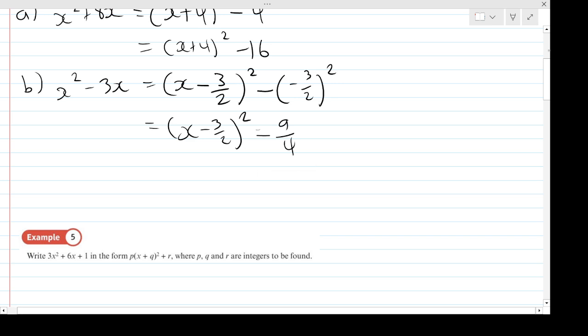So you might think, well, minus 3 over 2 squared is 9 over 4, so it's just plus 9 over 4. That's not what we're doing. We put plus 9 over 4, but then we have to put a minus outside.